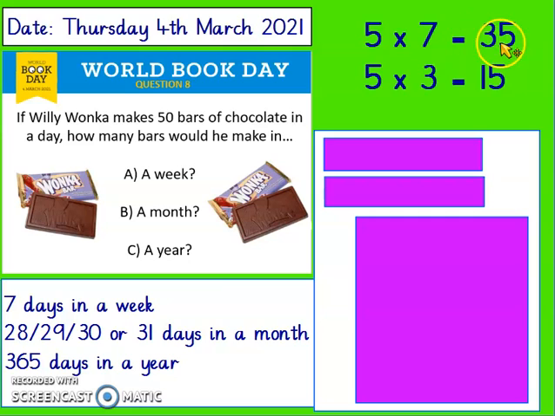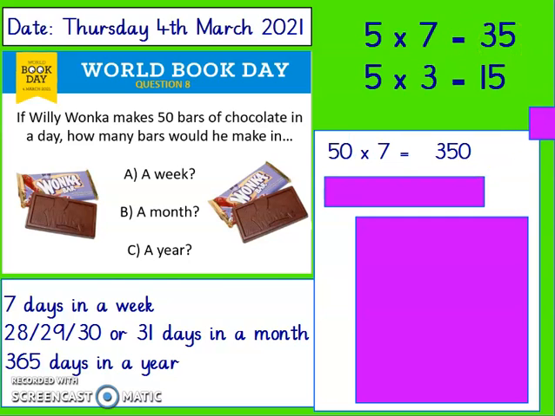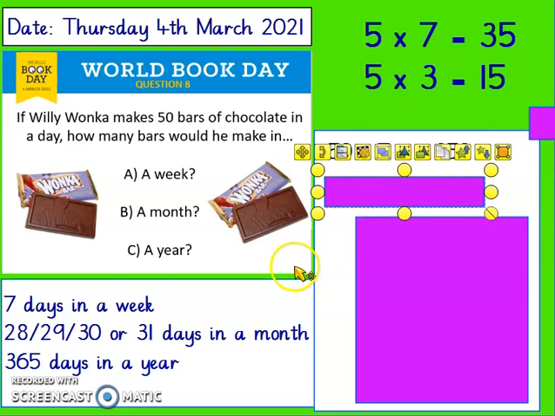Now we know that 5 times 7 is 35. So we know that 50 times 7 is 350 because we do 5 times 7 is 35, which we know. And then we've got a 0 here, so we know we need to times our answer by 10. So it's 350. Pause now, do the others, and then come back.